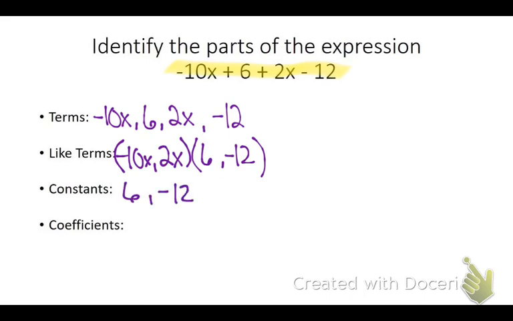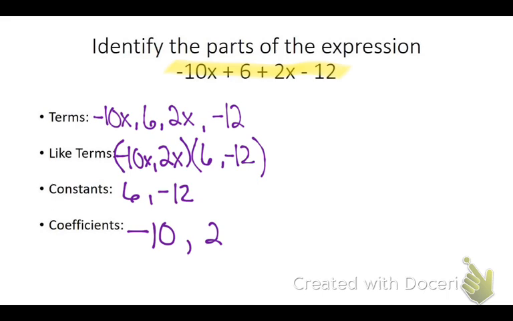Now with the coefficients, what are my coefficients? Here's the common answer that I see: -10x and 2x. What did they do wrong? They put the x. Yes, you've got to take that variable off. So it's just -10 and 2. Did you get that? Yes. All right, good.